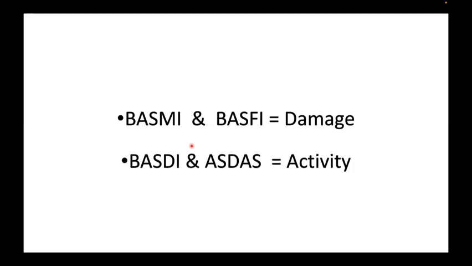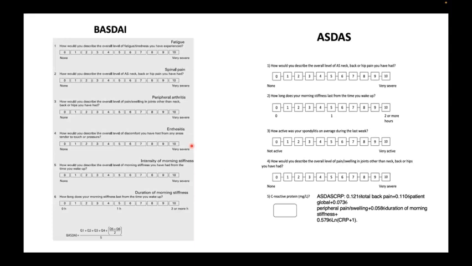So there are other scores or tools to assess the activity, which include BASDAI and ASDAS. BASDAI is a questionnaire mainly dependent on the patient: how the pain affects the neck and the spine, how the pain affects the periphery rather than the spine, how the morning stiffness is, then how the disease is overall. Then you have the calculation, which gives you the BASDAI for this patient.